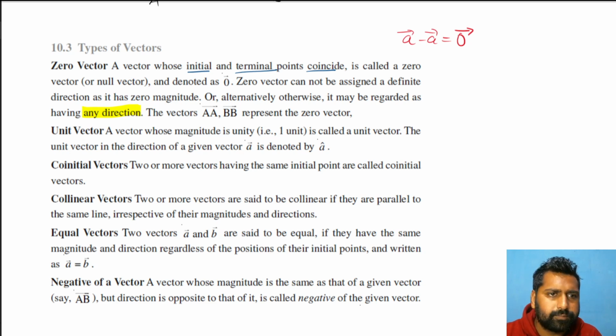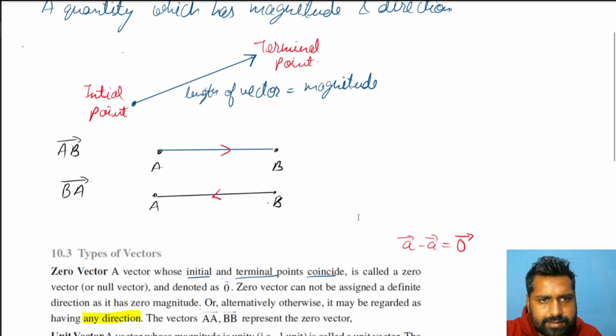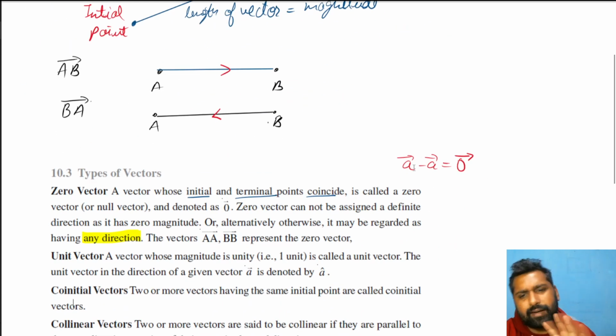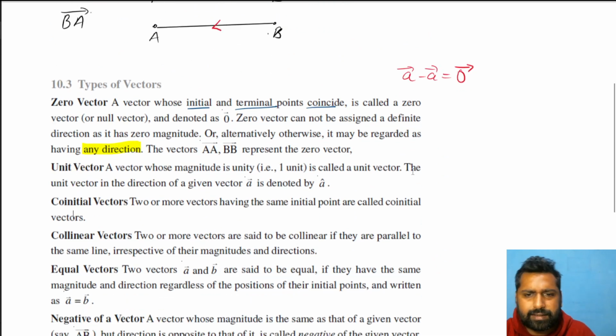So let's say a was our vector. Every time we write something, it is a vector. Either we write it like this, a b vector, b a vector, or we can represent this with a single alphabet also, a vector. A is some vector.